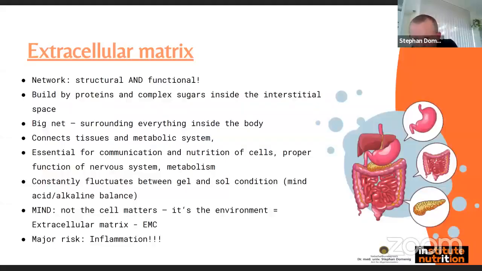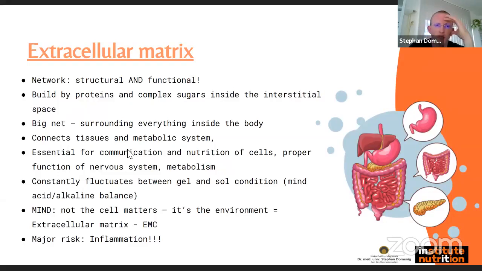Everything and anything. Every organ sits in the extracellular matrix, and any cell structure in the body is surrounded by matrix. It's a network that is structural and functional. It was detected or described in science quite late, I think in the 70s or so. And it was actually the reason that made us understand a couple of things that before we could not intellectually explain, like why acupuncture would work or how homeopathy would work and things like that.